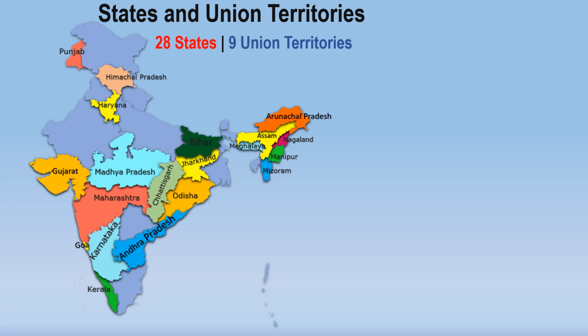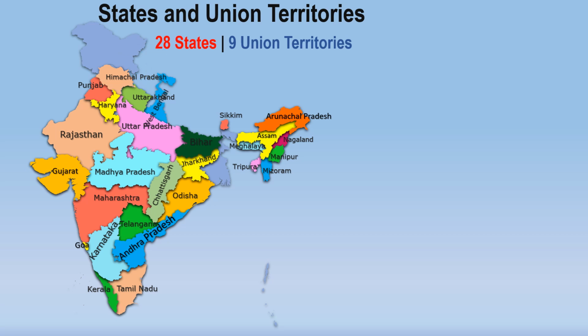Odisha, Punjab, Rajasthan, Sikkim, Tamil Nadu, Telangana, Tripura, Uttarakhand, Uttar Pradesh, and West Bengal. So these are the 28 states.